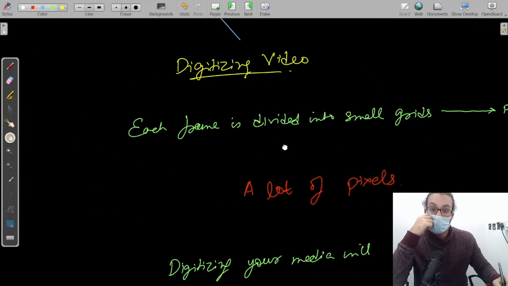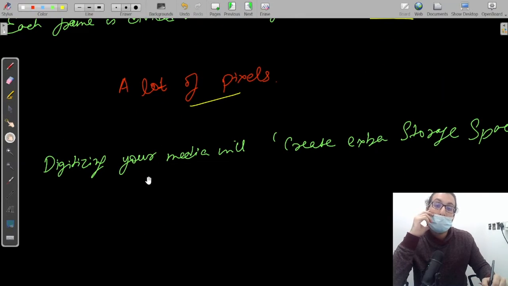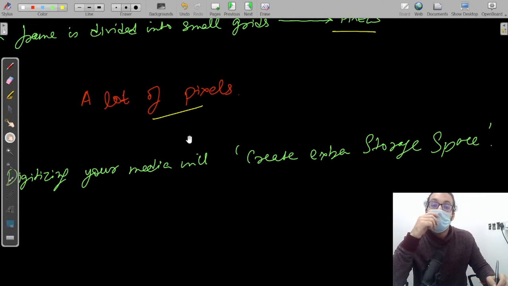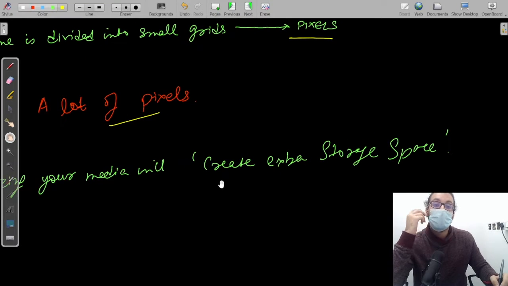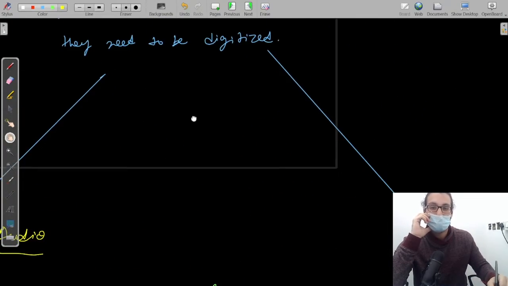And now let's cover digitizing videos. A video is a combination of images, and each image or frame is divided into small grids, which are known as pixels. And there are a lot of pixels, a lot. And what does digitizing do? Digitizing our media creates extra storage space so that we can send those videos and audios easily over the internet.